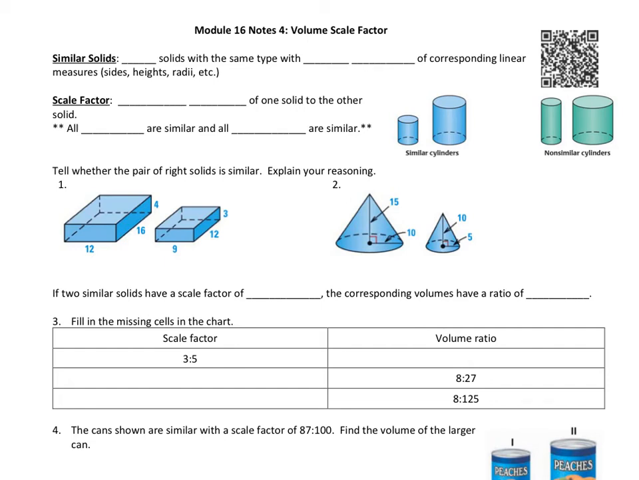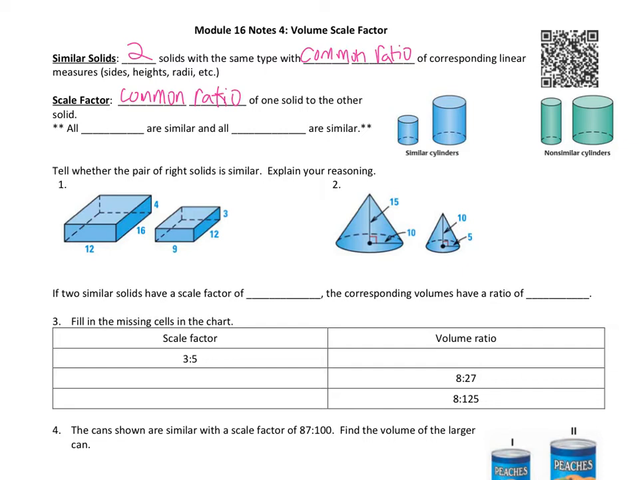We have already talked about similar figures before, but now we're going to talk about 3D similar figures. If a solid is similar, that means we have two solids that are the same type of solid, so if both are cylinders, both pyramids, etc., and they have a common ratio of their corresponding linear measures. So the side ratios are the same, or the heights, or the radius measures, the ratio is the same. And our scale factor means that it has a common ratio from one solid to the other solid.